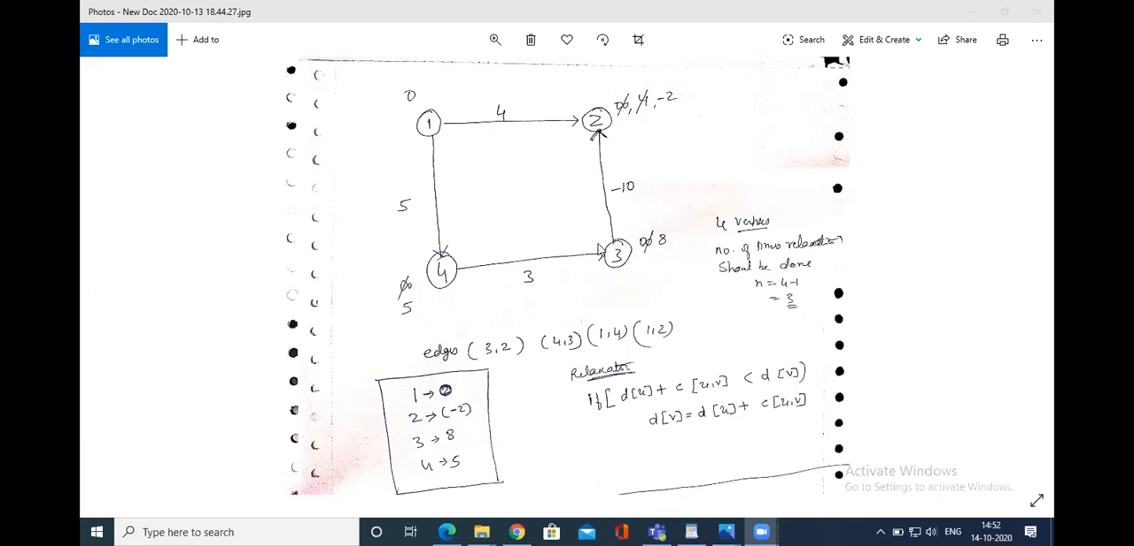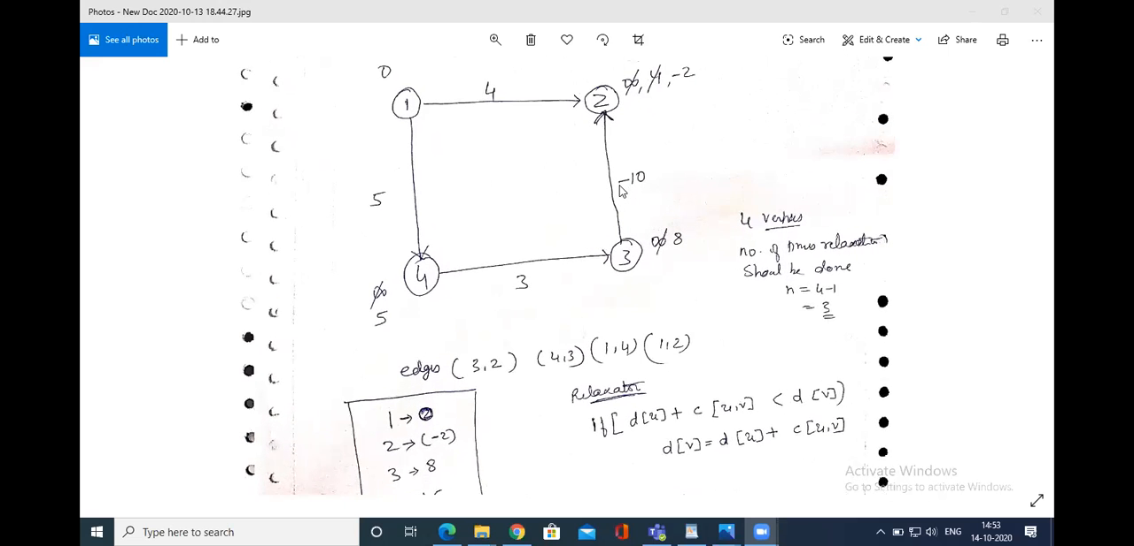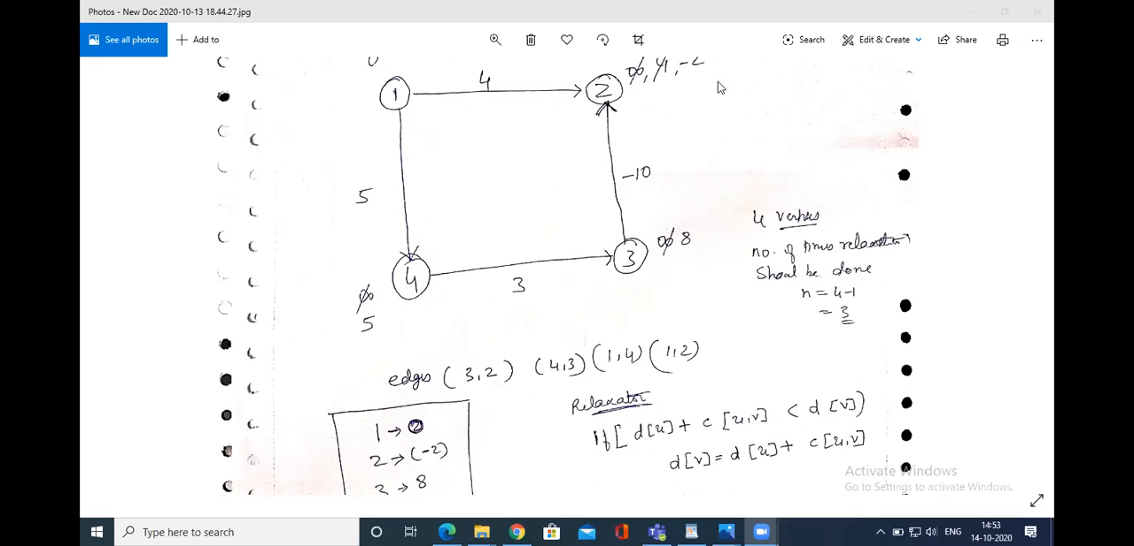For example, in this diagram we have 4 vertices. All of you can see we have 4 vertices being displayed. So the number of vertices is represented by n, so n equals 4. The number of times the relaxation should be done is n minus 1, which is 3 times. Here, the relaxation should be done 3 times. So let me proceed with the relaxation here.